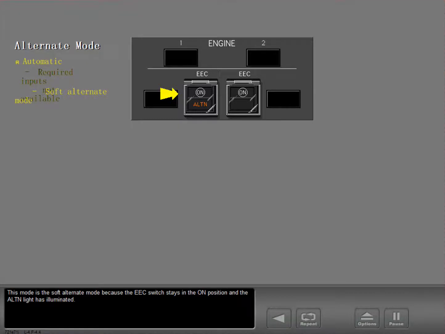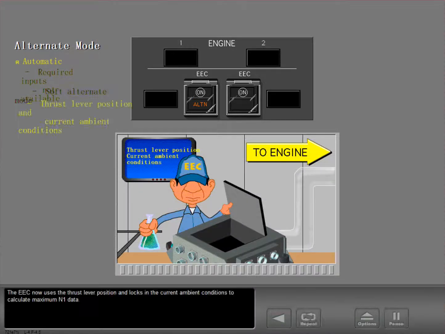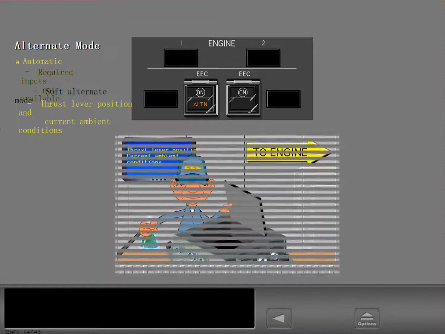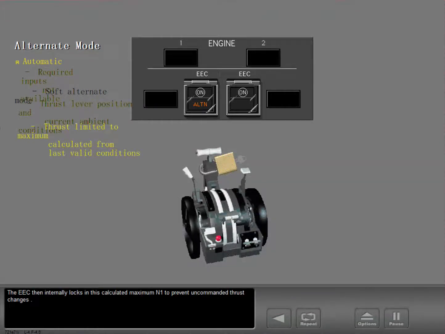This mode is the soft alternate mode because the EEC switch stays in the on position and the alternate light has illuminated. The EEC now uses the thrust lever position and locks in the current ambient conditions to calculate maximum N1 data. The EEC then internally locks in this calculated maximum N1 to prevent uncommanded thrust changes.